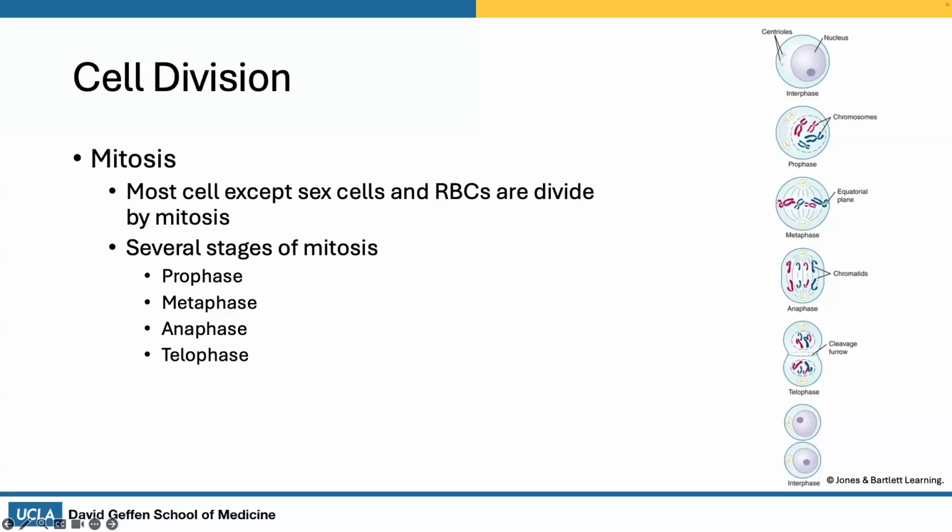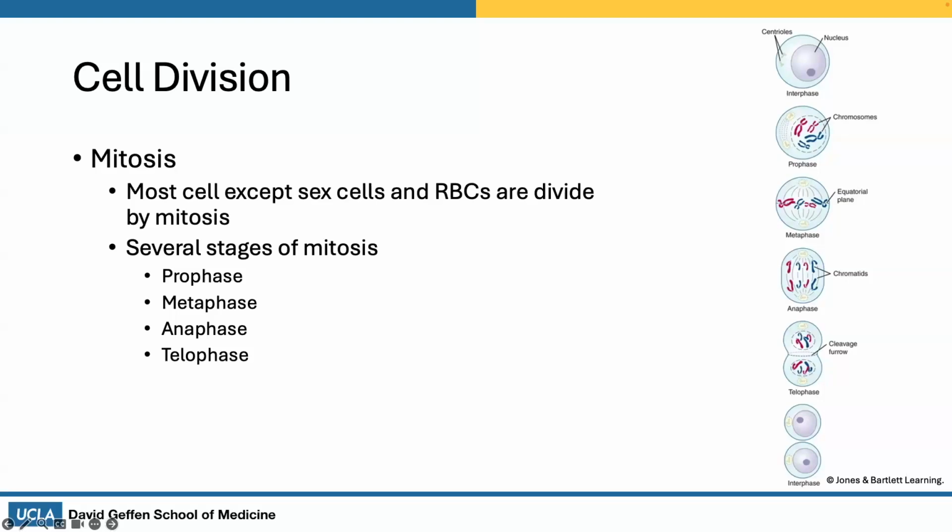The nuclear membrane dissolves and structures called centrioles start moving to opposite sides of the cell to help guide that division. Then you have metaphase, where the chromosomes line up in the center of the cell. This alignment is crucial for making sure each new cell gets the right set of chromosomes. It's making sure that everything is distributed the way it should be.